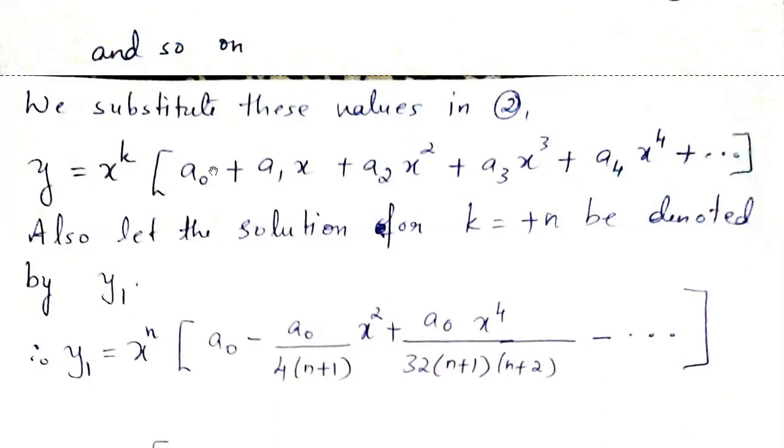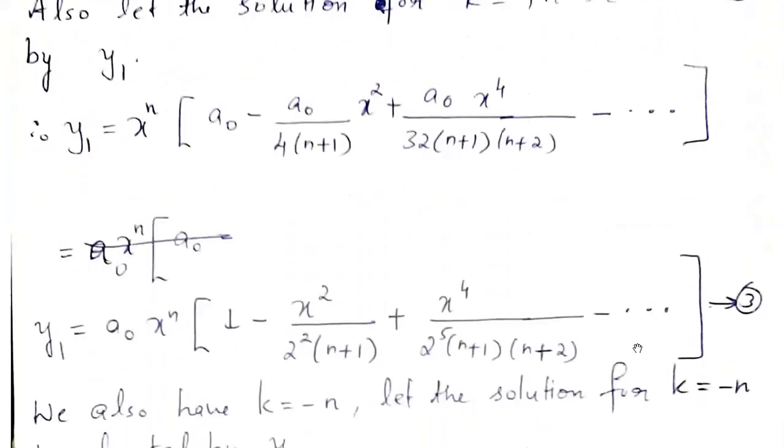Now here the next step is substituting the values. A naught doesn't change, a1 is 0, a2 value is calculated and it is in terms of a naught, put that here, x square, a3 is 0, a4 is calculated and it is in terms of a naught, put that here and continue.